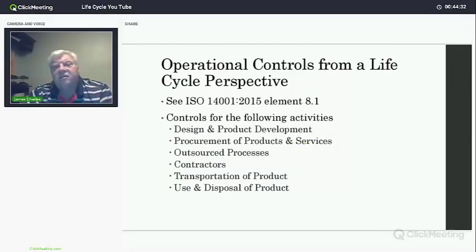Now, the next area in the standard where it talks about the life cycle perspective is in the development of operational controls. This deals with element 8.1 operations. It talks about the controls for our design and development process, production of procurement of products and services, outsourced processes, contractors, transportation of our product, and then the use and disposal of our product. We're going to cover that in our next video, so we'll talk more about that later.